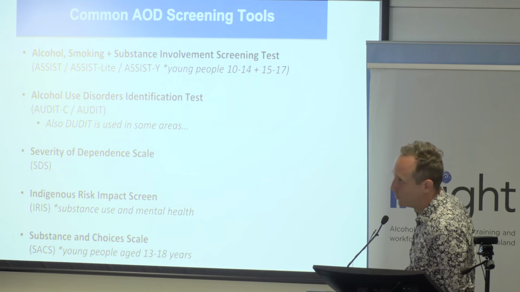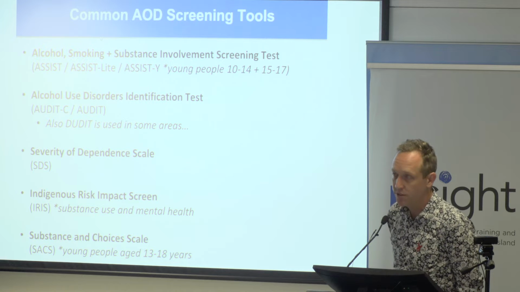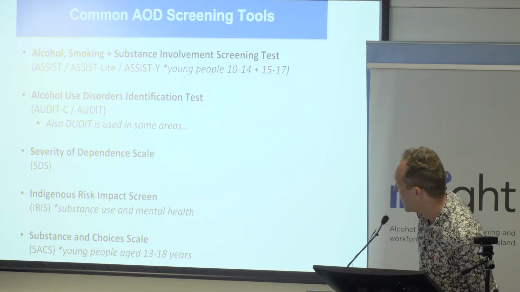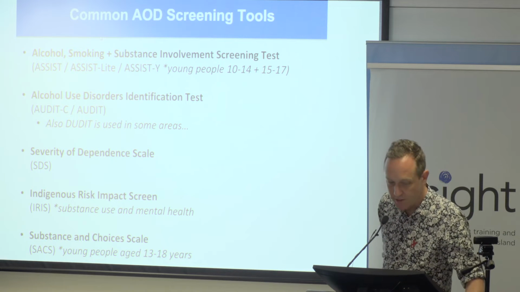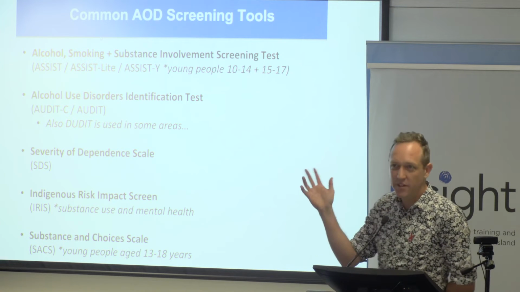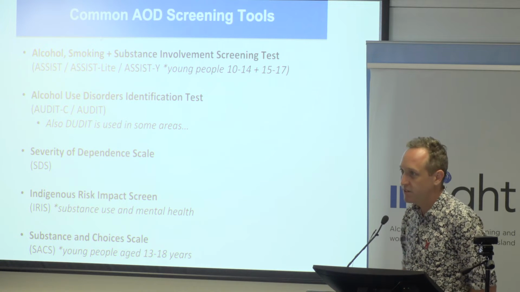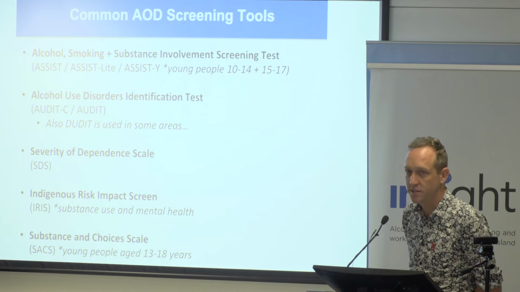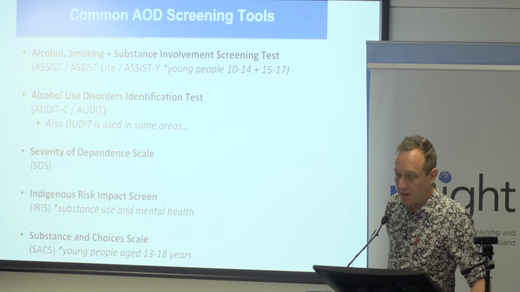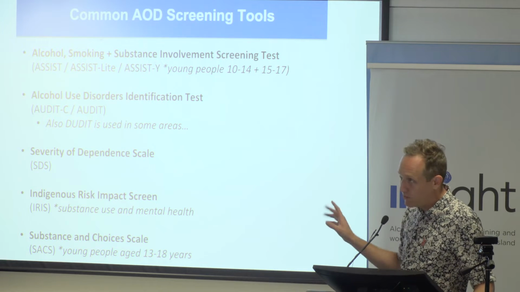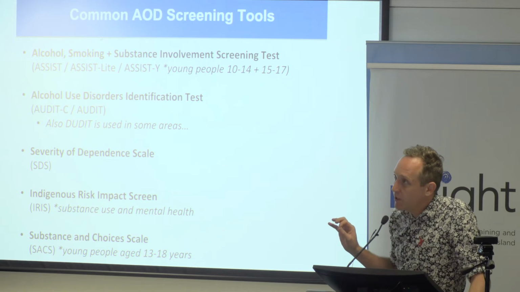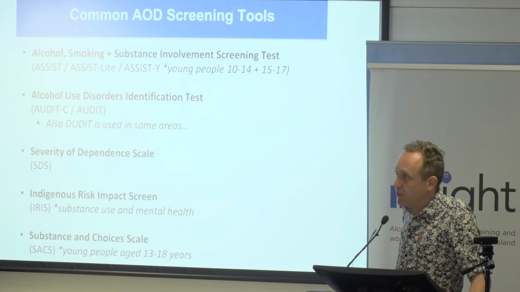Some people use, though I haven't heard of it too commonly, the DUDIT, or the Drug Use Disorders Identification Test, as well. The Severity of Dependence Scale, the Indigenous Risk Impact Screen, and the Substances and Choices Scale for young people. People are most familiar with these. I guess these are the ones most people tend to use in their clinical practice. There are a few others that people can use depending on the context. And we've got these all uploaded onto our website, which I'll show you shortly, so you can have a look at them. We'll have a look at a couple of these today in a little bit more detail, just to get a picture of them.